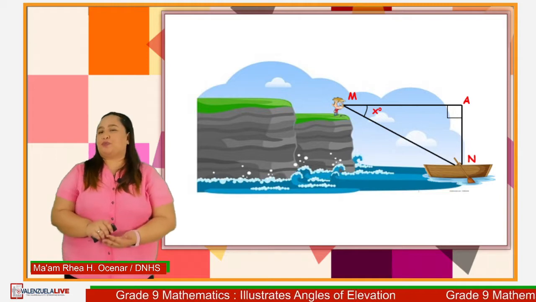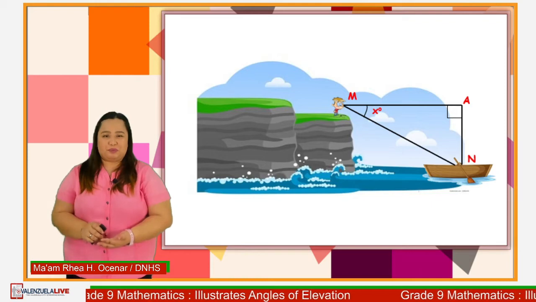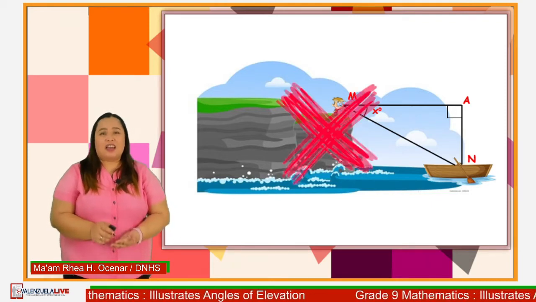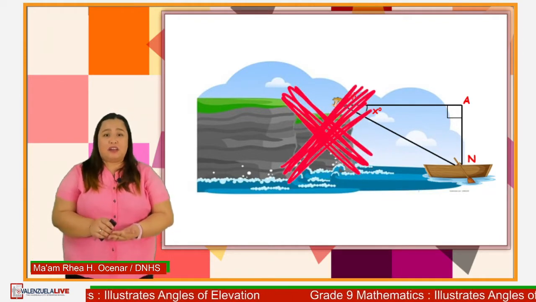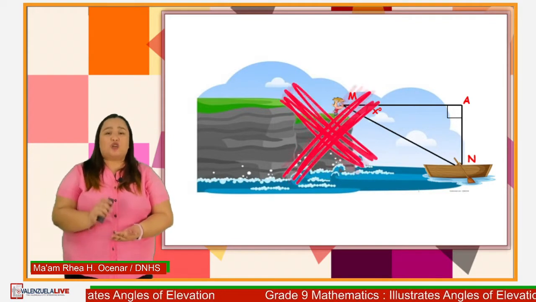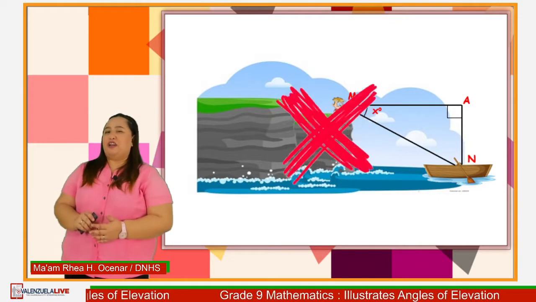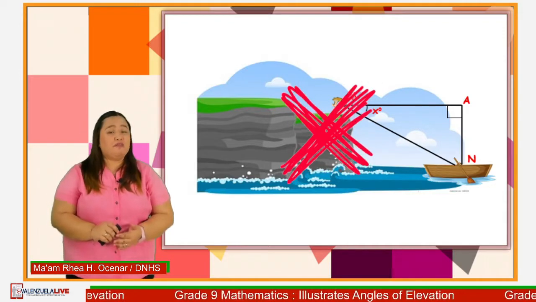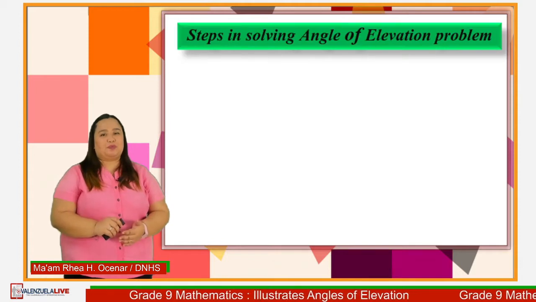Next picture. Is it an example of angle of elevation? Great! It is not an example. As you can see, from the horizontal line, the line of sight goes down. Since you can now illustrate the angle of elevation, let's try to solve some problems that involves angle of elevation.